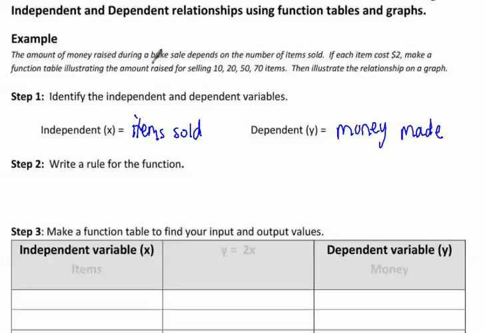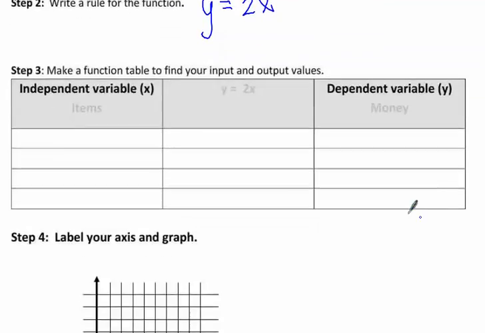They even stated the money raised depends on the number of items sold. The rule of this function would be your equation. So your money made is your y, your items sold would be your x, and you know it's $2 per item. So here's my table. It tells me to find if 10 items, 20 items, 50 items, and 70 items were sold, with a rule of y equals 2x.